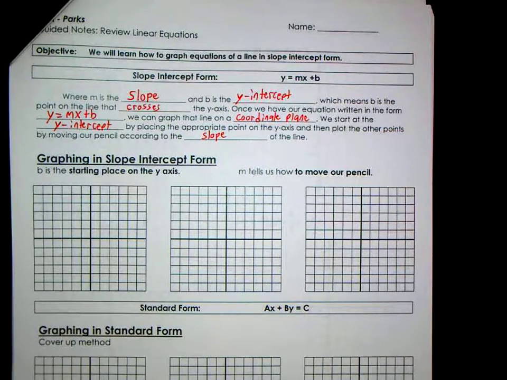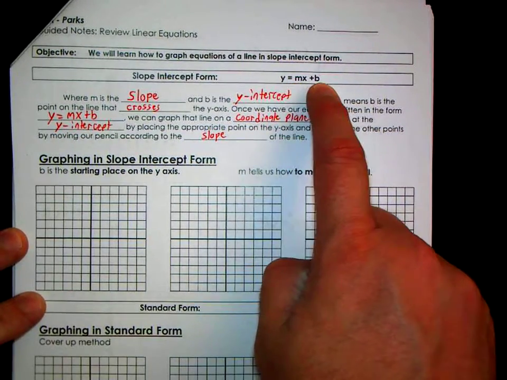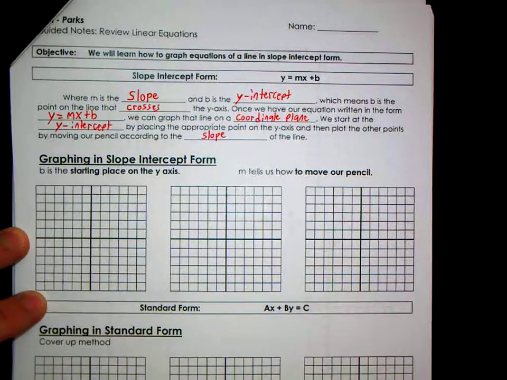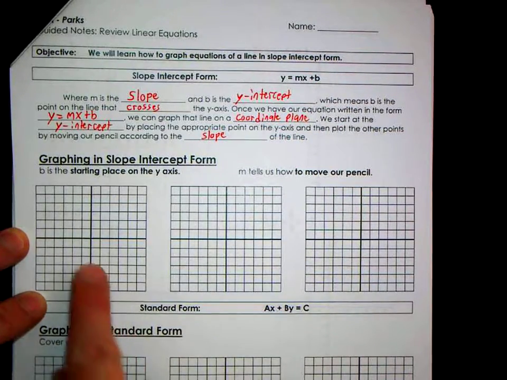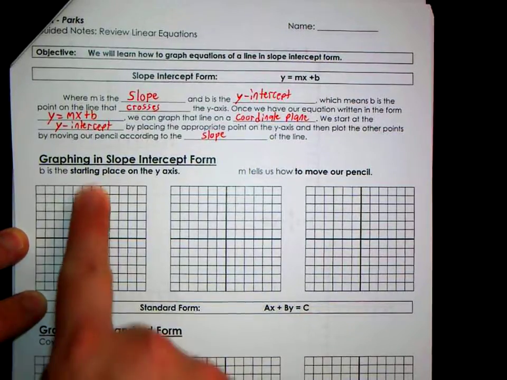So we have slope-intercept form. Y equals mx plus b. M is the slope. B is the y-intercept. Now the y-intercept is just where it crosses the y-axis.